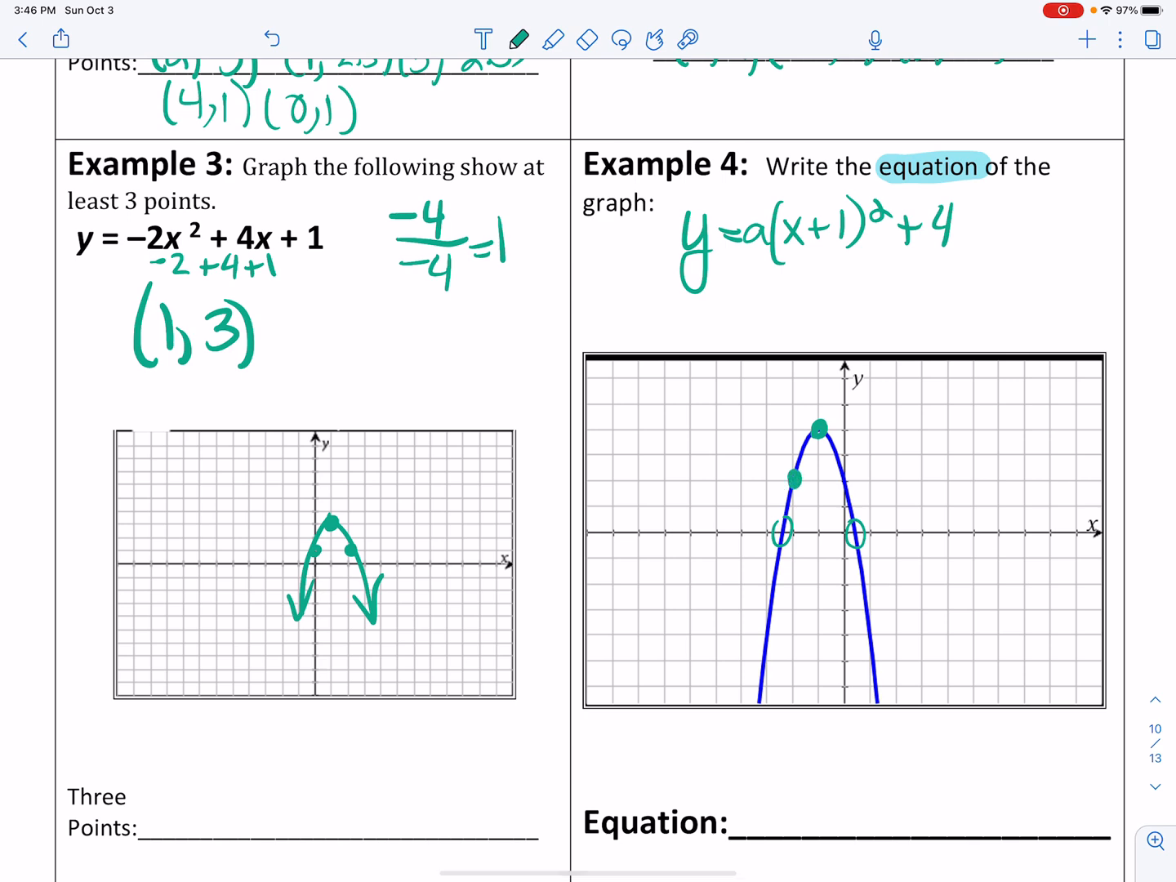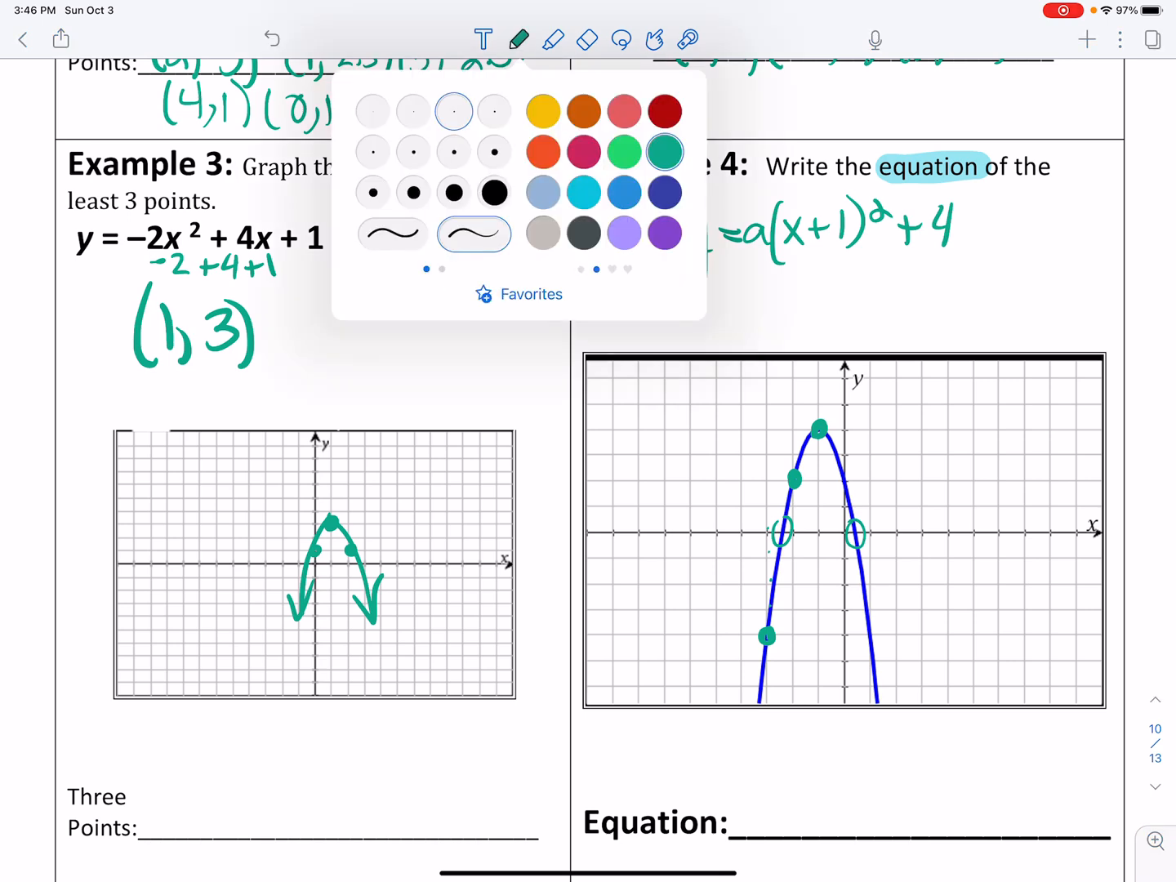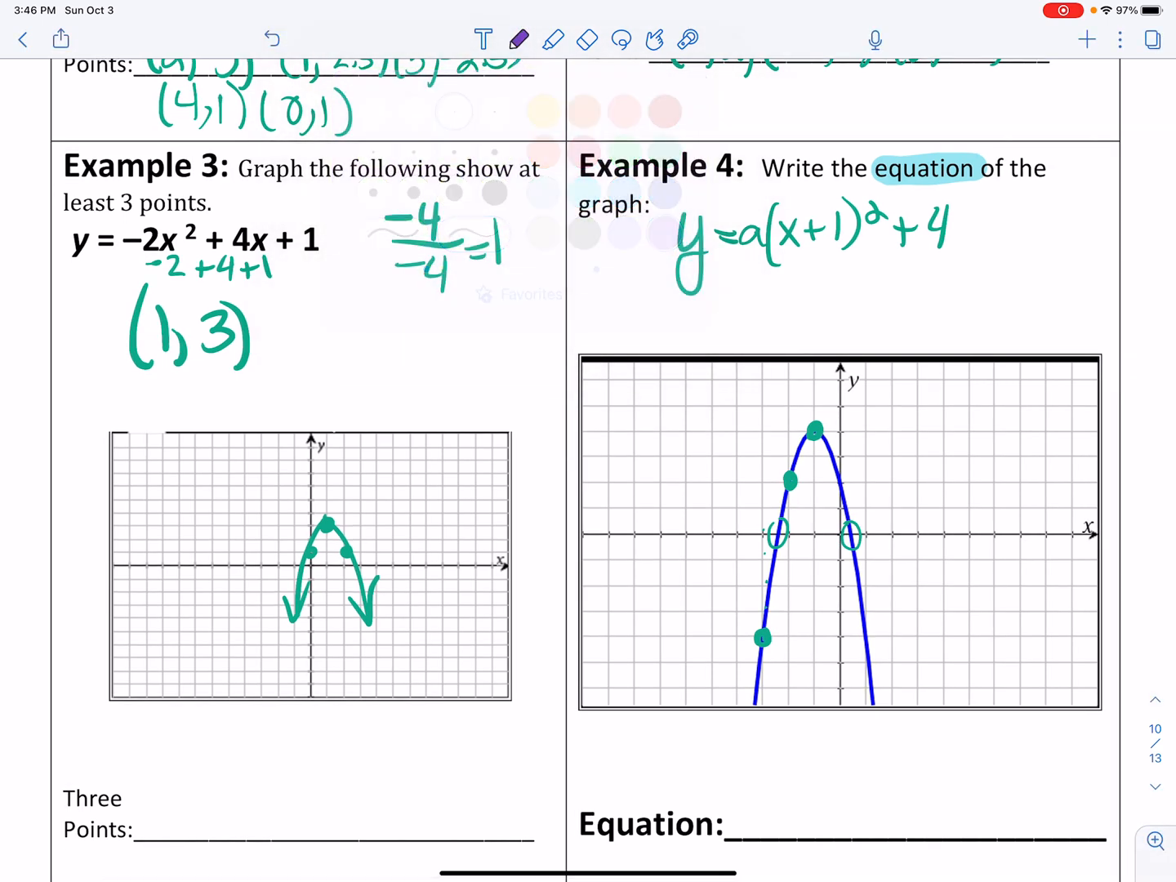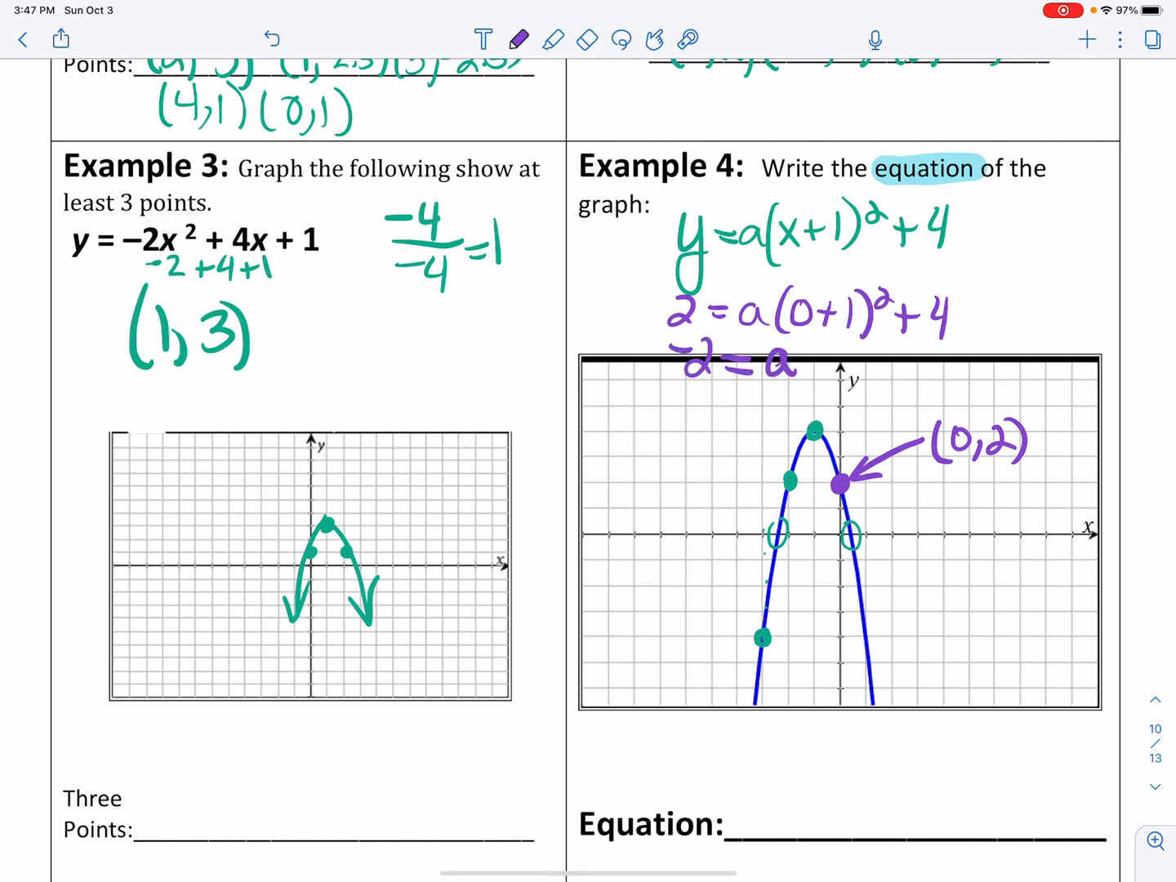Okay, let's see here. It looks like it's going over 1, down 2, over 2, down 1, 2, 3, 4, 5, 6, 7, 8. So this one does look like I could count it. But if you get to one and you're like, I don't know if I can count it, you can always plug in a point. I will always give you a point. Like right there, you know that point is 0, 2. So if I plug 2 in here and I plug 0 in here, first I would minus the 4 and get -2. And 1 squared is 1, so a equals -2. So I could count it or I could solve for it. I don't really care, but you're going to have to be able to find me an a value.